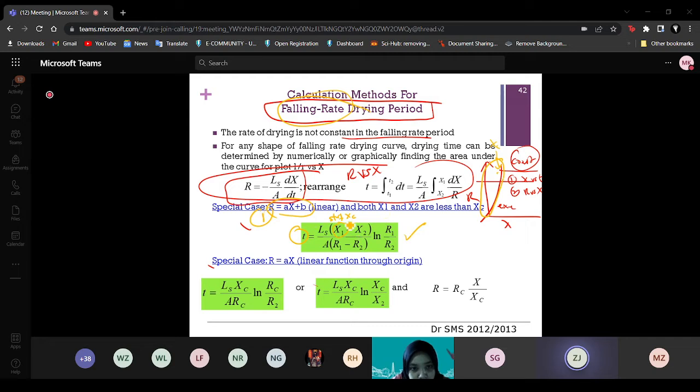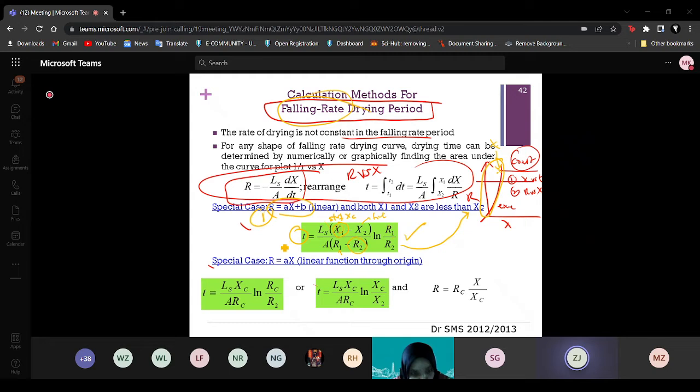So the numerator is xc minus x2, the final moisture content, divided by A times R1 minus R2. R1 is going to be the R here, depending on the xc. Minus R2, the final, and ln R1 over R2. You can look at this from the graph. If you have the graph, you can see what the R value is. With all the R values and the X, you just put them in and you get the time.